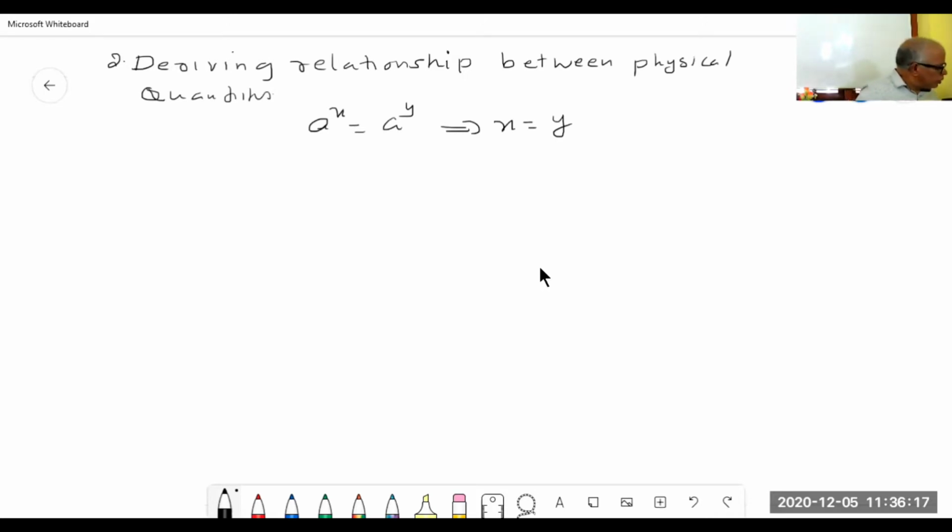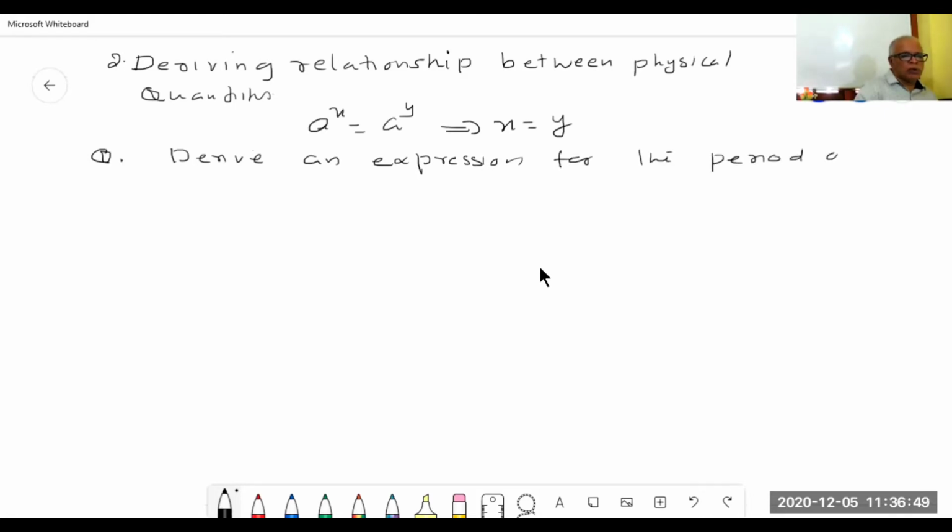example. So, an NCERT example. See, the question is an NCERT example: derive an expression for the period of oscillation of a simple pendulum.